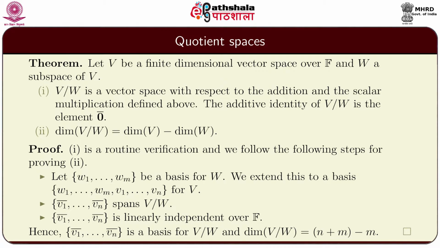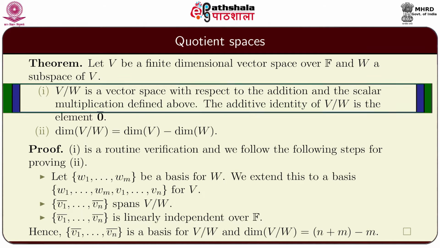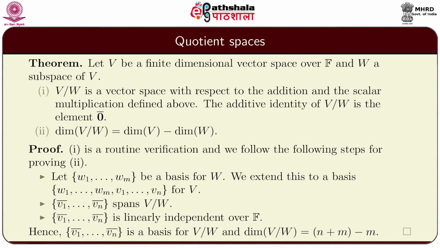Theorem: let V be a finite dimensional vector space over a field F and W a subspace of V. V mod W or V by W is a vector space with respect to the addition and the scalar multiplication defined above. The additive identity of V quotient W is the 0 vector of V bar, that means the equivalence class of the 0 vector of V. And part 2 says that dimension of V quotient W is equal to dimension of V minus dimension of W. One is a routine verification.